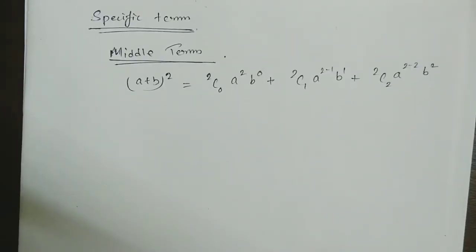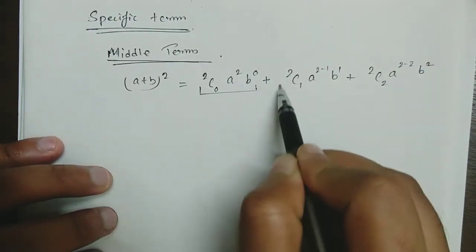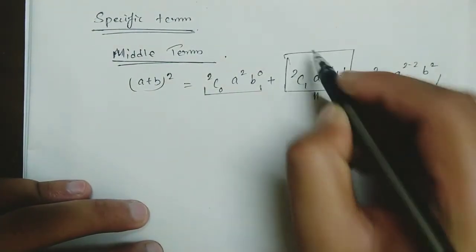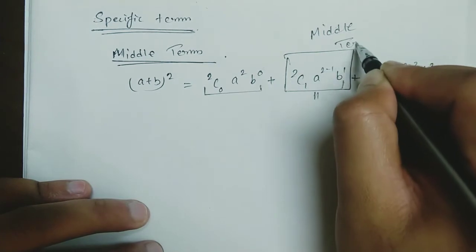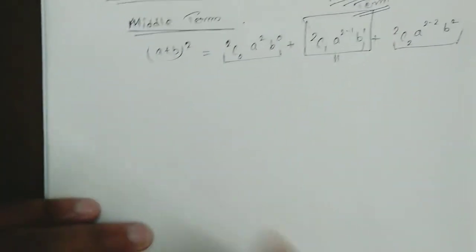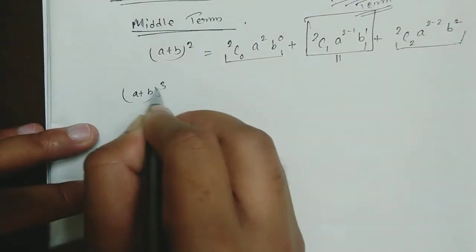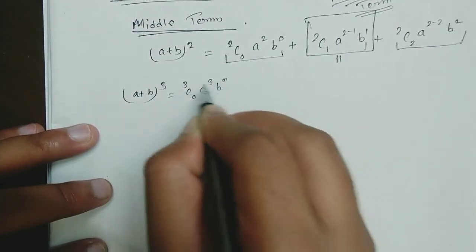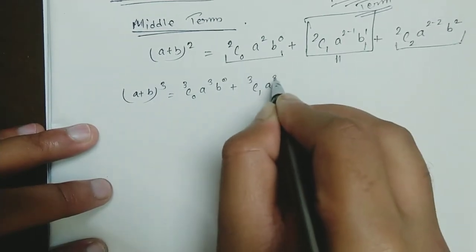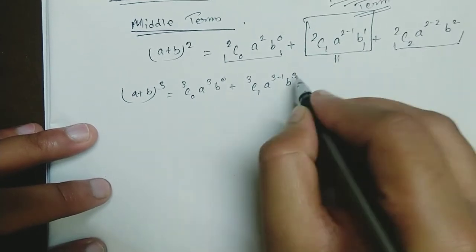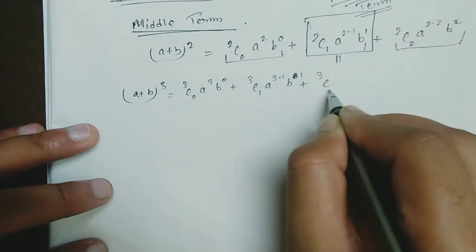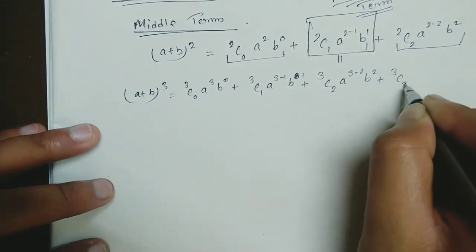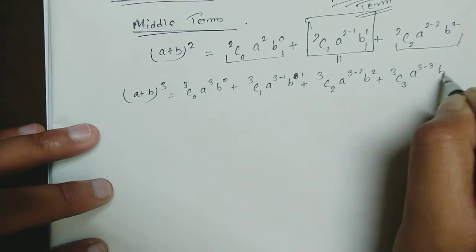When I expand the square, I get one, two, three terms, so easily we can see by eye and say that this is the middle term. Now let's expand (a plus b) whole cube. So 3c0 a cube b0 plus 3c1 a^(3 minus 1) b1 plus 3c2 a^(3 minus 2) b square plus 3c3 a^(3 minus 3) b cube.